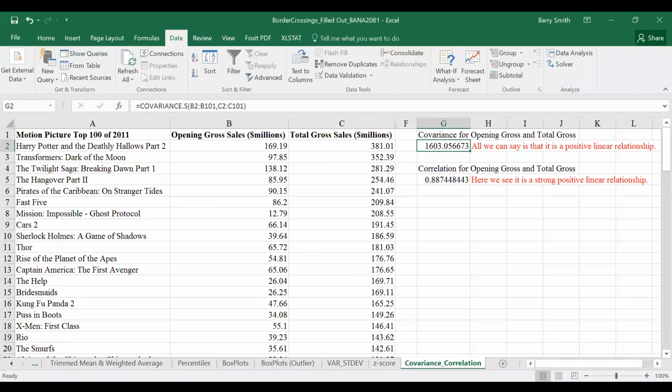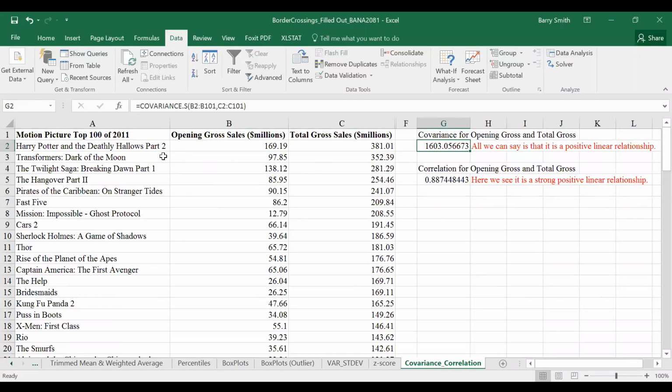And that's the correlation and covariance calculations. So we have 2 sets of data. So going back to the movie data, we have opening gross sales, total gross sales. And so what we want to do is we want to compare the 2 columns of data. So with covariance, we're just going to use covariance.s. So we're going to find the covariance for the sample of data, okay? Because there's more than 100 movies produced that year. This is just the top 100 of them.